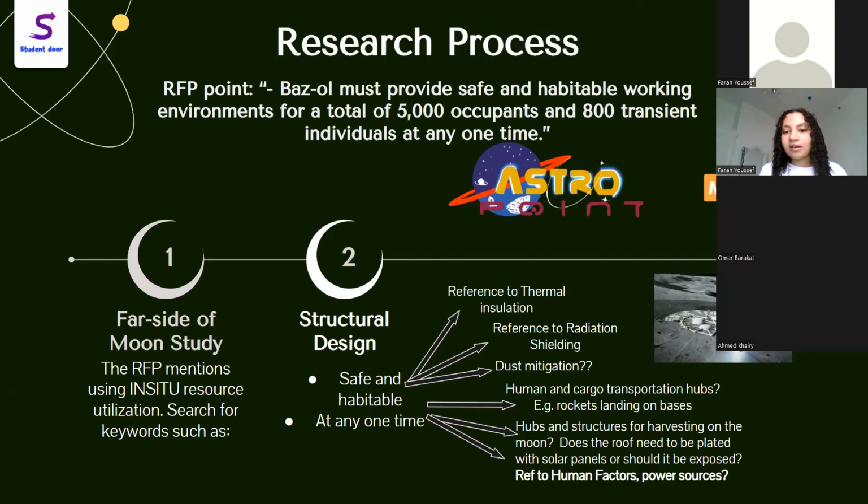How can we protect the colony from meteors? That's a really great question. So I would say to approach this, you have to think about which places on the moon receive the most micrometeorite impacts. And another thing you have to think about is security.